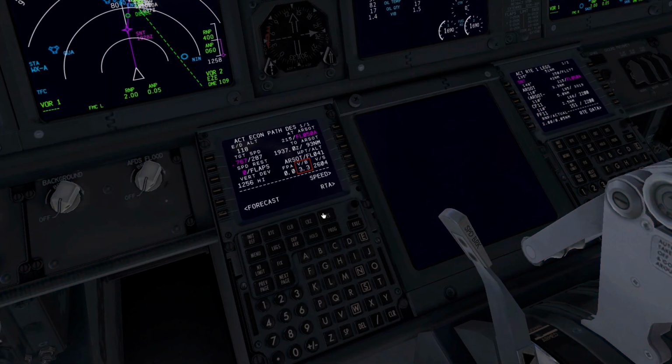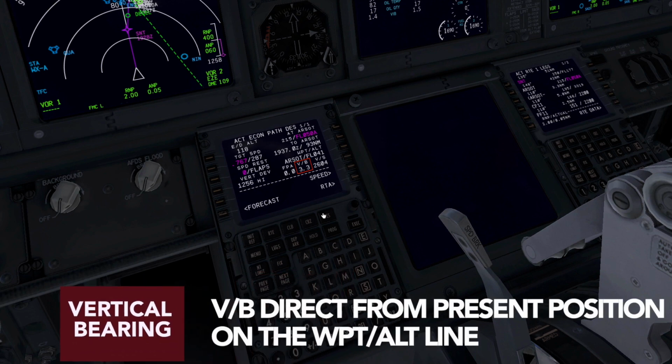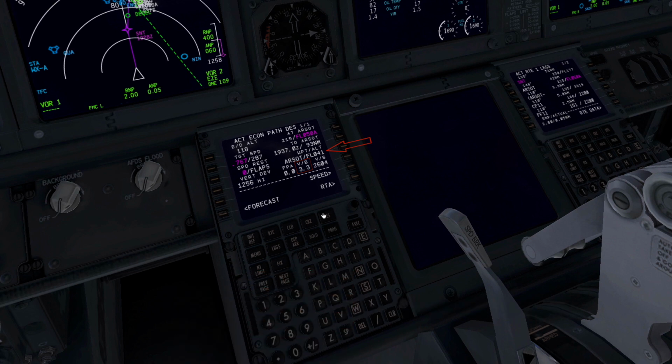To the right we have VB, which means vertical bearing, and this has to do with the waypoint we put in the line above, which in this case is our SOT at flight level 041. So if we want to reach our SOT at flight level 041, we need a vertical bearing of 3.3 in this case, which means basically a flight path angle of 3.3.